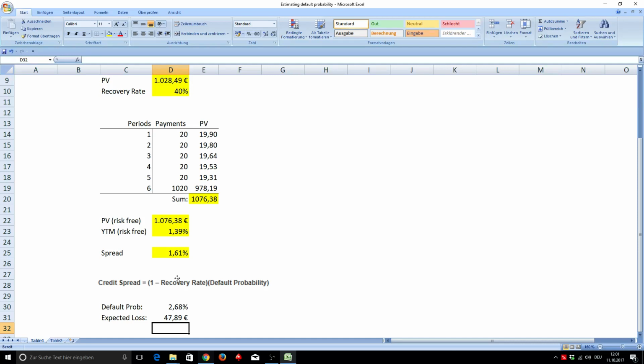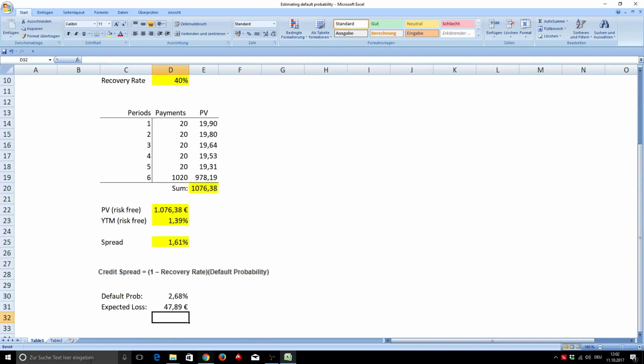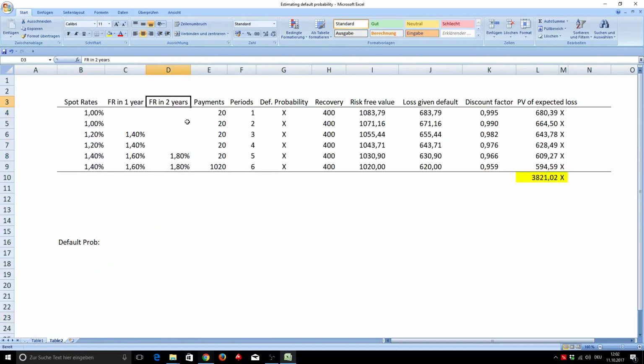Okay? So let's go over to the next table, and what I've written down here is how we can come up with the present value of our expected loss and how we can solve for the default probability. Let's start here on the left. What you can see here are the spot rates from before, these spot rates here. And here are the forward rates. These are important for this example. If you look at similar tasks, a lot of times the task makes the assumption that we have a flat yield curve. This makes things very easy, but it's not very practical.